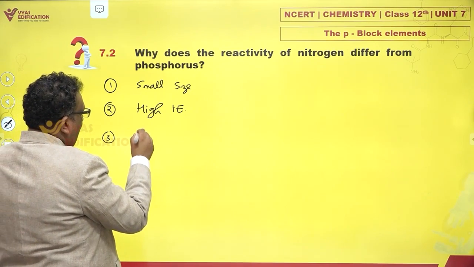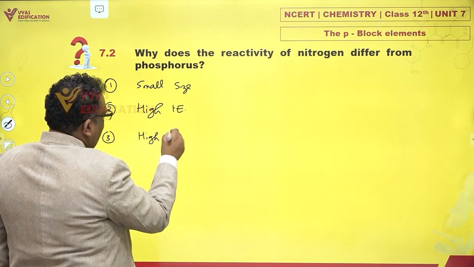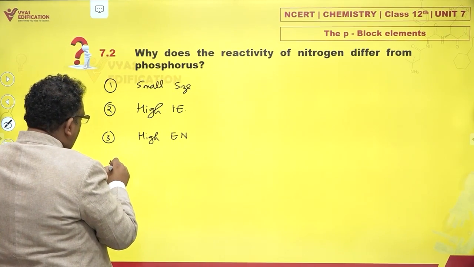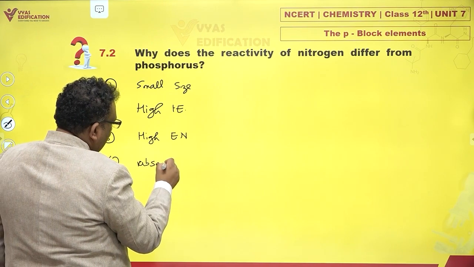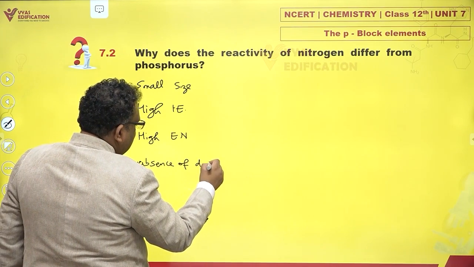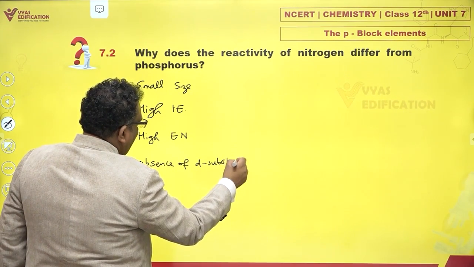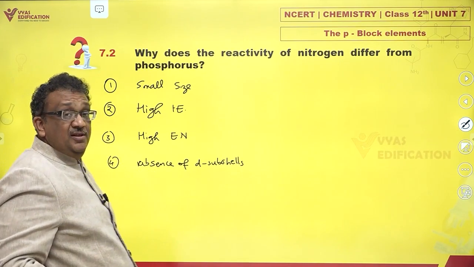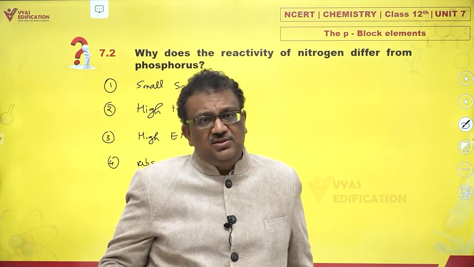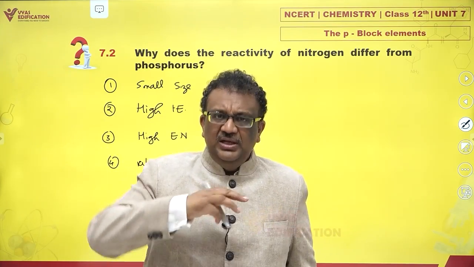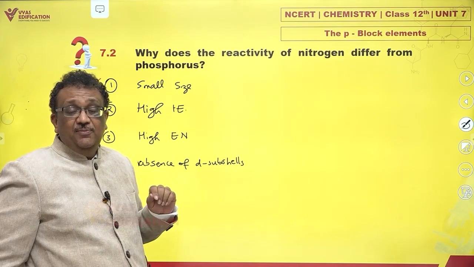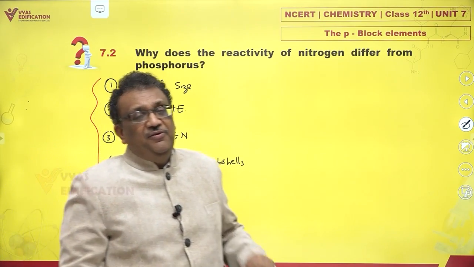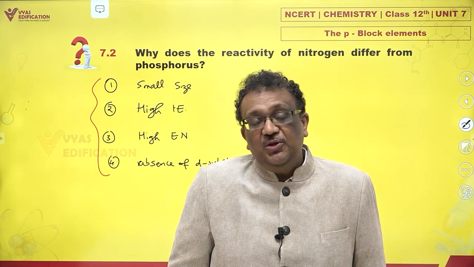Third point, relatively high electronegativity and absence of d subshells. And when we say absence, it means no 2d subshells exist. 3d is there, but that is useless because energy is very high. So you find that nitrogen has a very small size as compared to phosphorus, and because of that very small size, there is a special property.